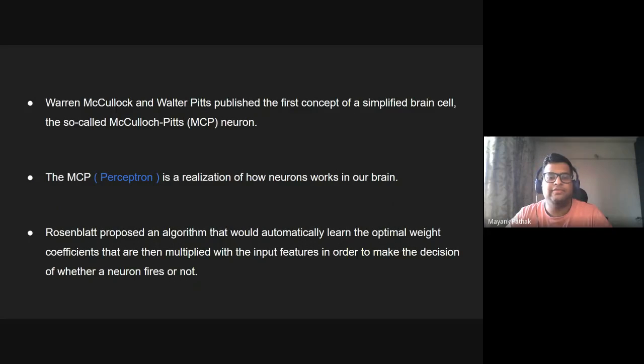Warren McCulloch and Walter Pitts published the first concept of a simplified brain cell, and it is called the McCulloch-Pitts, that is MCP neuron. MCP is also known as perceptron. It is just a realization of how neurons work in the brain. And Rosenblatt proposed an algorithm to automatically learn the optimal weights, and these coefficients are then multiplied with the input features in order to make the decision.